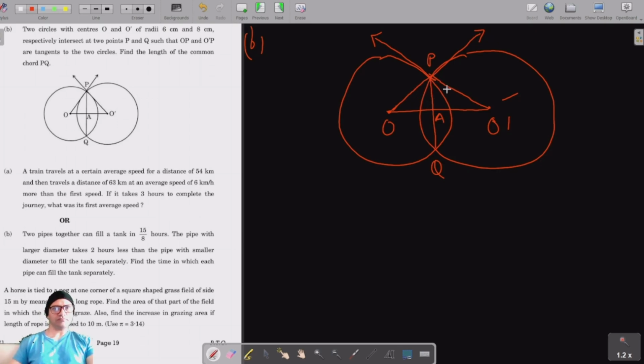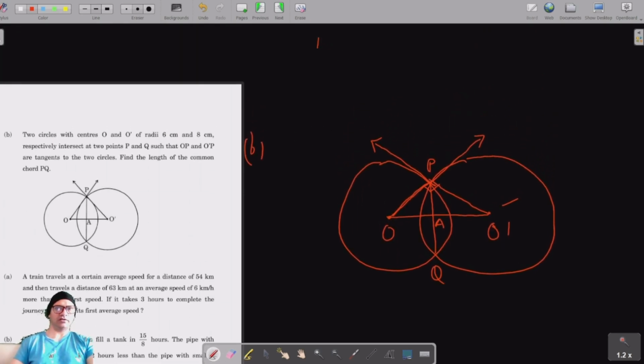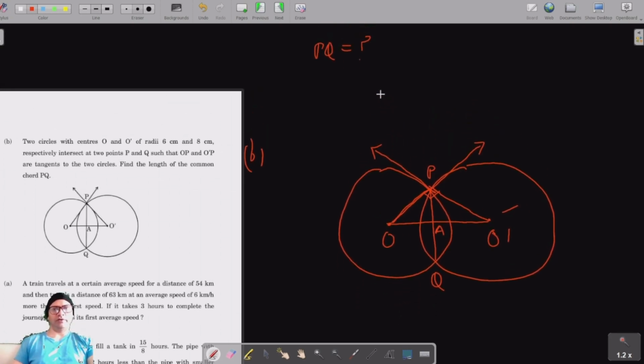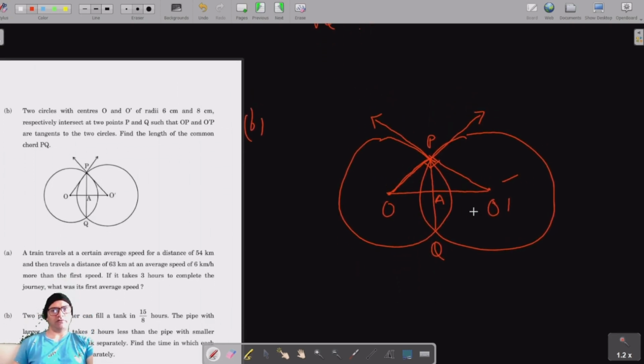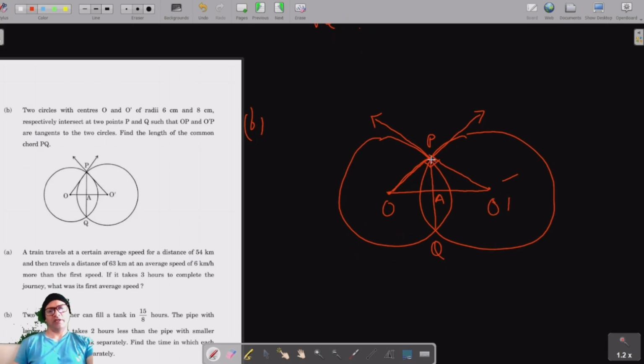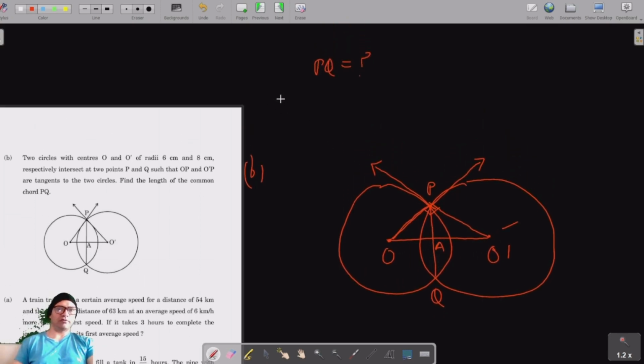Now, because this is the radius of this circle and this is the tangent, this angle is 90 degrees, because the radius is perpendicular to the tangent at the point of contact. We have to find the length of the common chord, that is, we have to find the length of PQ. Now, we know that the line joining the centers of two circles is the perpendicular bisector of the common chord.